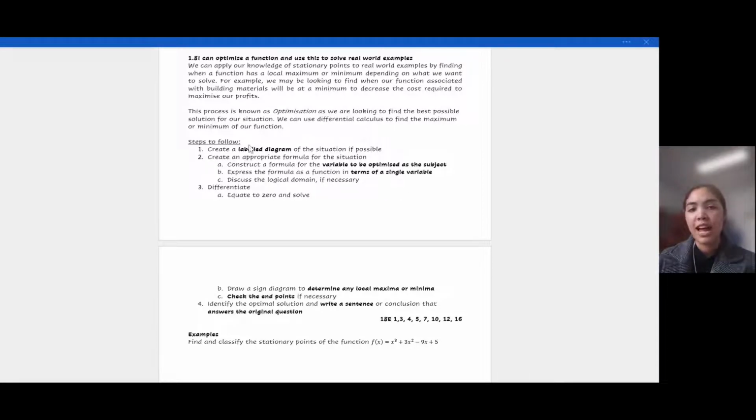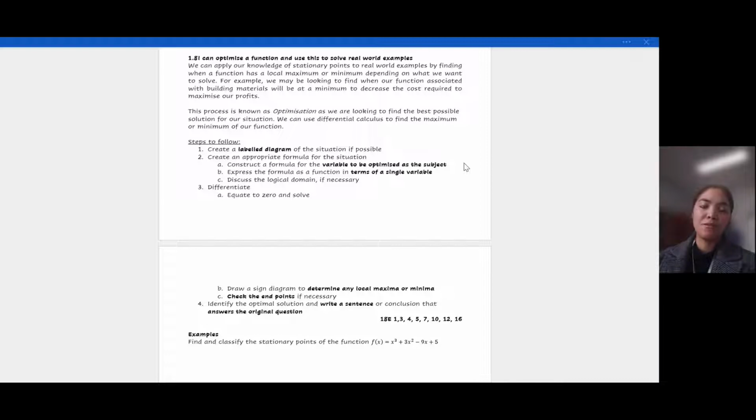Once I have labeled that diagram appropriately, I'm going to have to create a formula for the situation. When I construct a formula, I want the thing that I want optimized to be the subject. So that is what your y is equal to, or what your money is equal to, something. That is the subject of my formula.